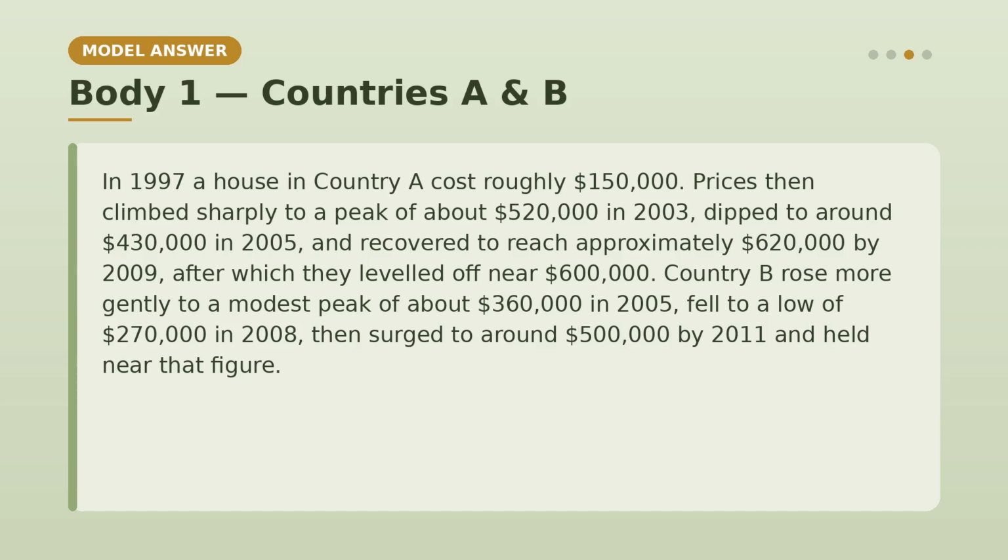Country B rose more gently to a modest peak of about $360,000 in 2005, fell to a low of $270,000 in 2008, then surged to around $500,000 by 2011, and held near that figure.